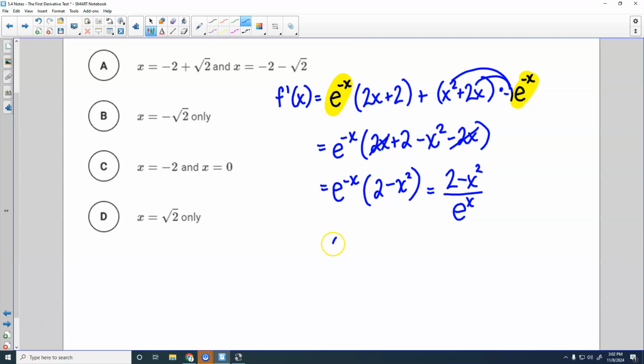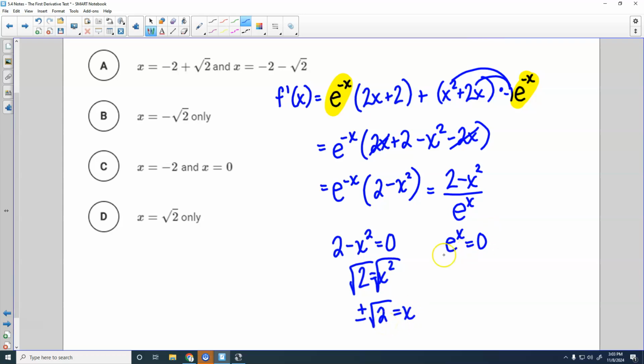So that means we've got to do 2 minus x squared equals 0. We also have to consider e to the x equals 0. For this first one, I'm just going to move that x squared over to the right side, so I'll get 2 equals x squared. Then what do I need to do? Square root. And so I get plus or minus the square root of 2 as critical points.